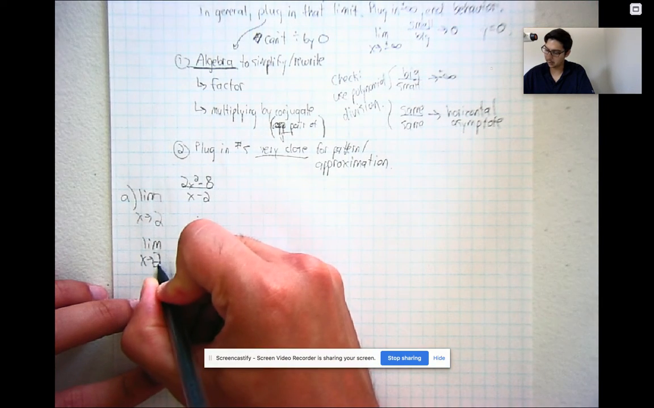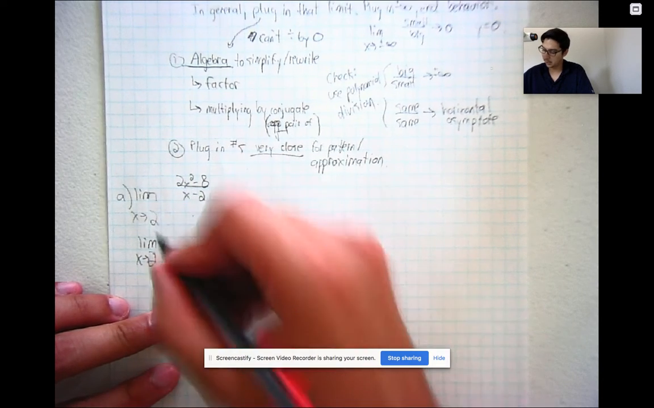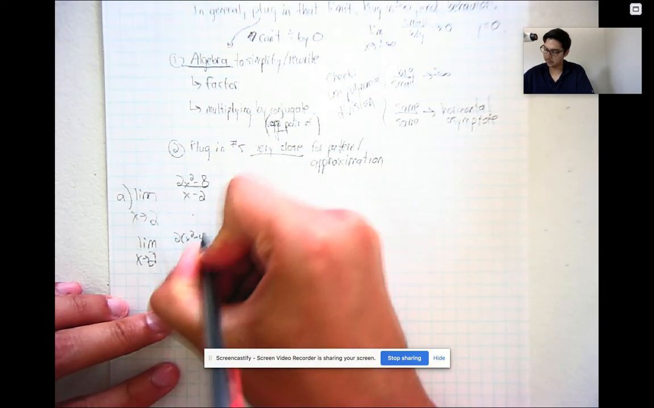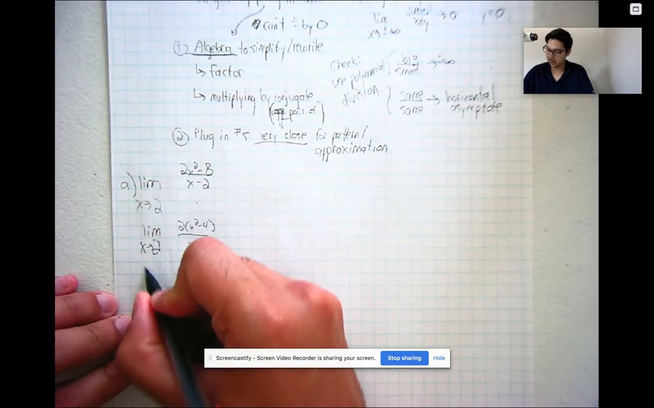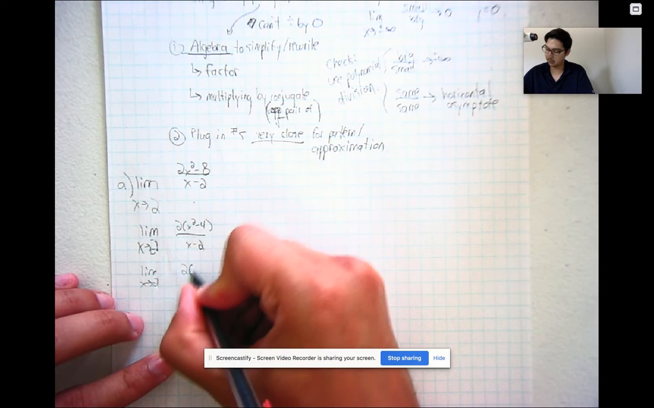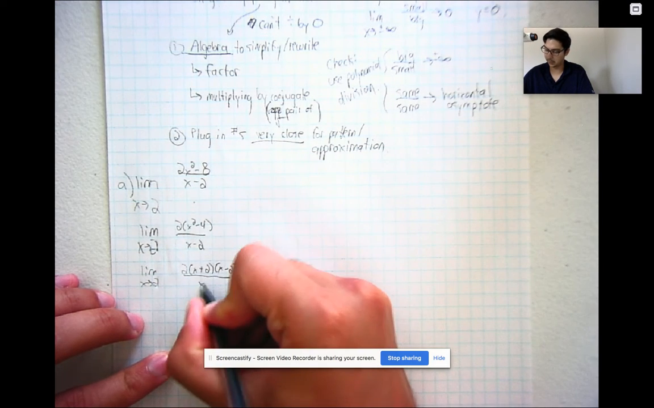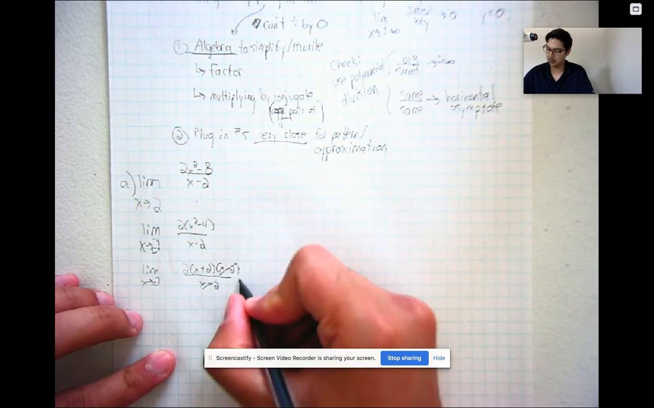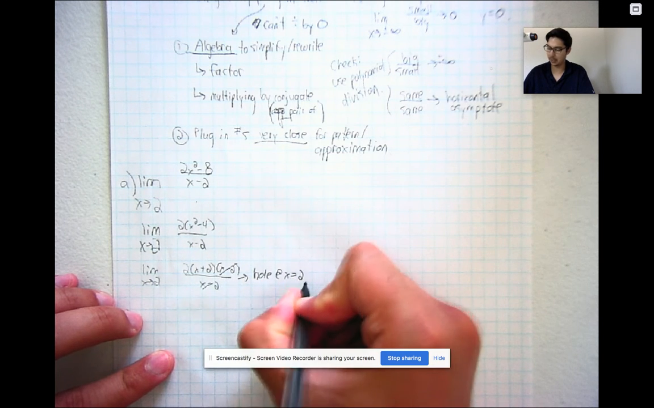I'll be able to rewrite this as 2 times x squared minus 4 over x minus 2, in which case the x squared minus 4 can become x plus 2 times x minus 2 over x minus 2, in which these will cancel, which, yes, means that there's a hole at x equals 2.